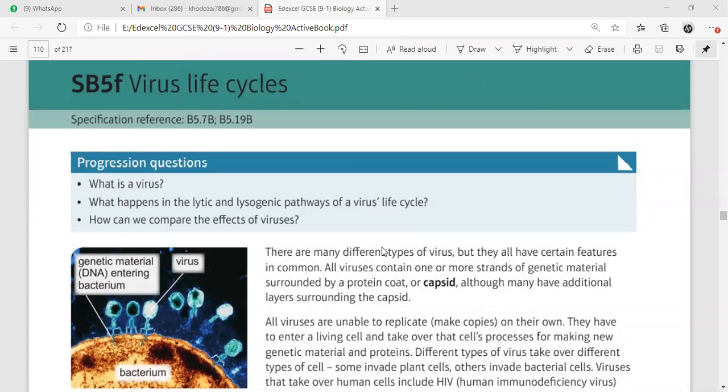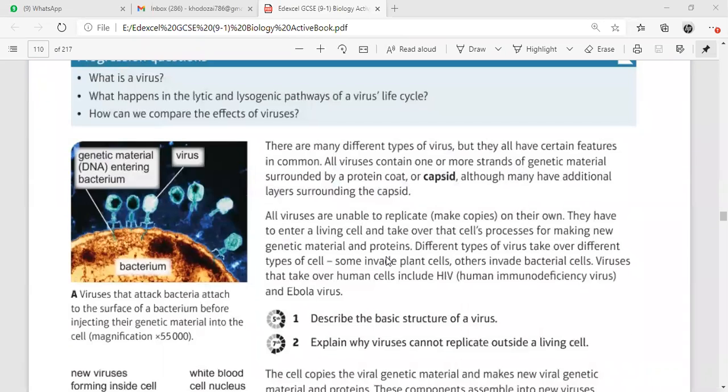Life cycle of viruses. Before we go for the life cycle of viruses, we should know what exactly a virus is. A virus is made up of two parts. All viruses are made up of two parts. One, inside they have a structure which is known as the genetic material.